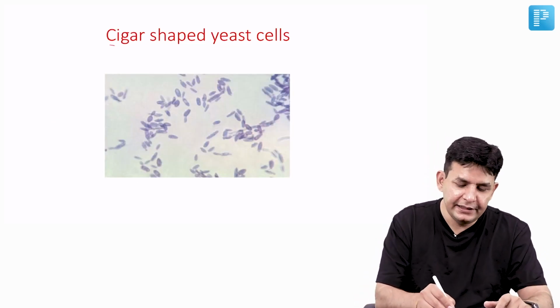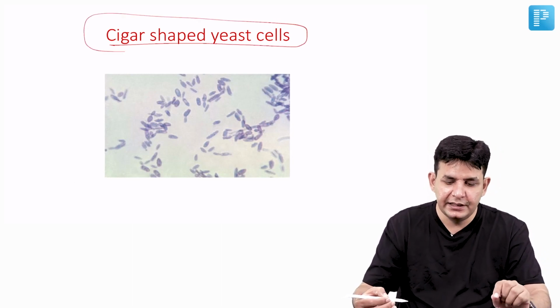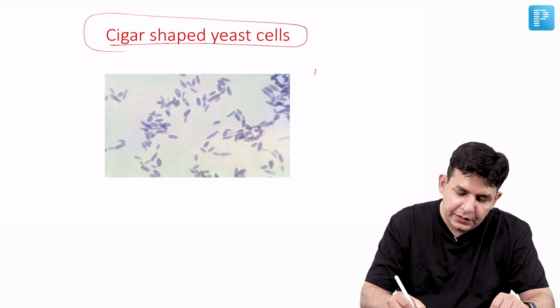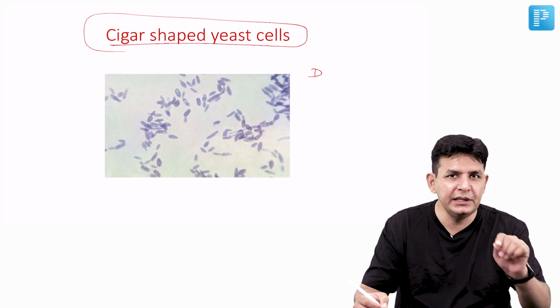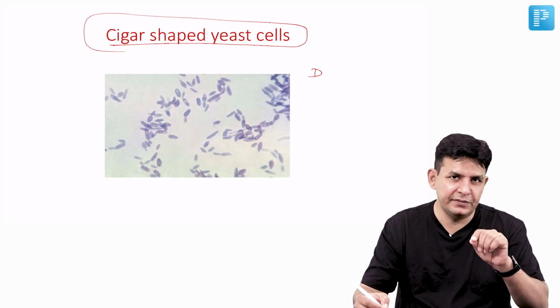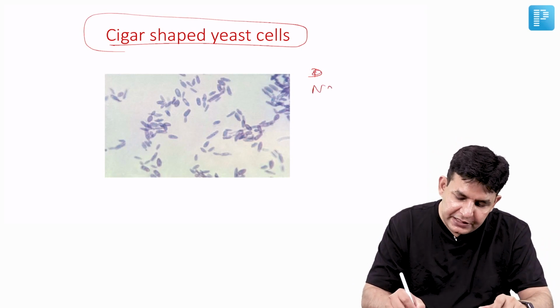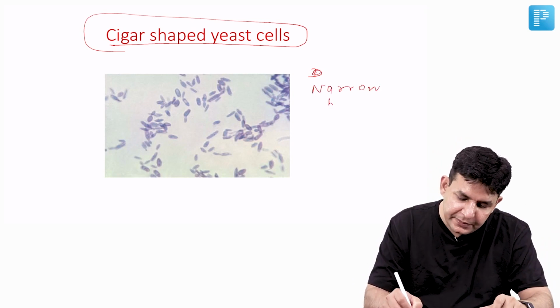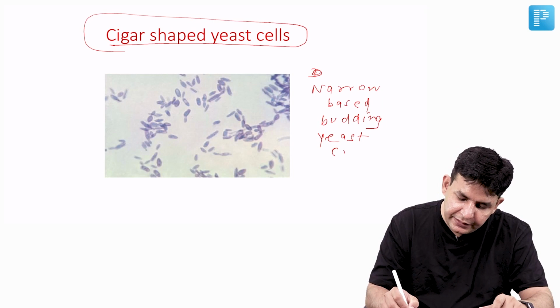And what do you find in this? Cigar-shaped yeast cells. Okay, cigar-shaped yeast cell is a typical feature because you know that Sporothrix schenckii is a dimorphic fungus. So it will have both the yeast form as well as the mold form, mold at 25 and yeast at 37, and cigar-shaped yeast cell is characteristic of it. Okay, another thing which you can remember is narrow-based budding. Narrow-based budding of yeast cells is characteristic of sporotrichosis.